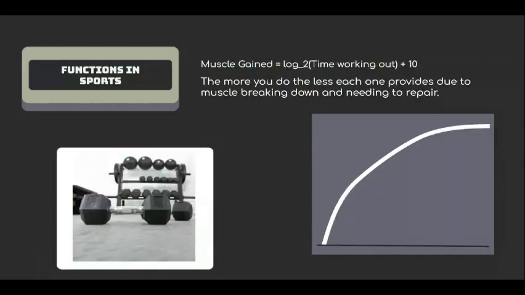But other functions in real life are sports. Muscle gains equals log 2, where the time you work out goes into the function, plus 10. So the more you do, the less each one provides due to muscle breaking down and needing repair. So there it's diminishing returns.